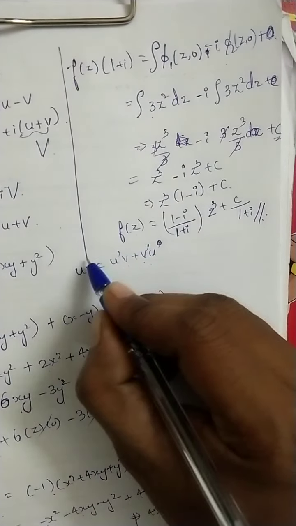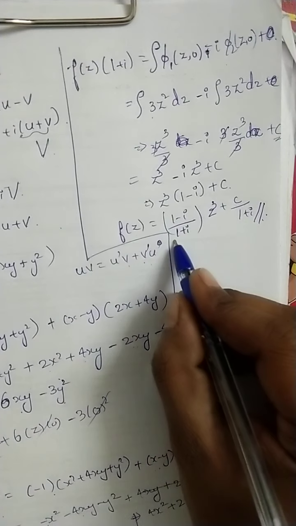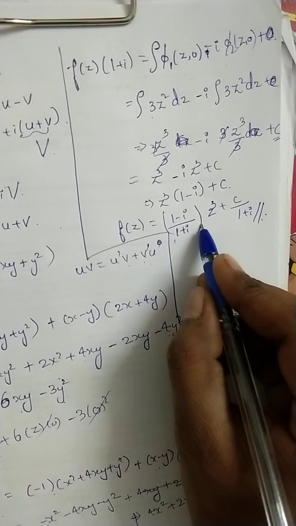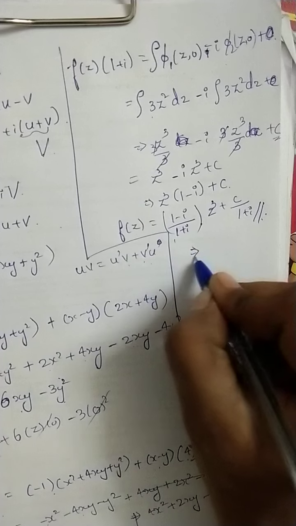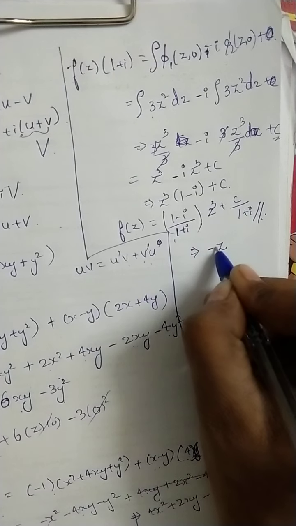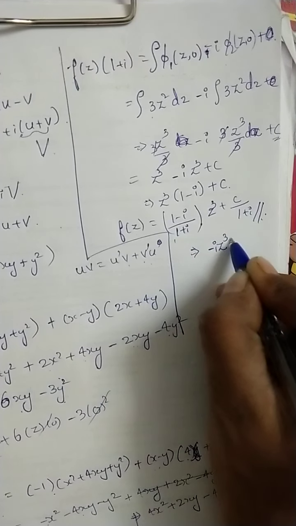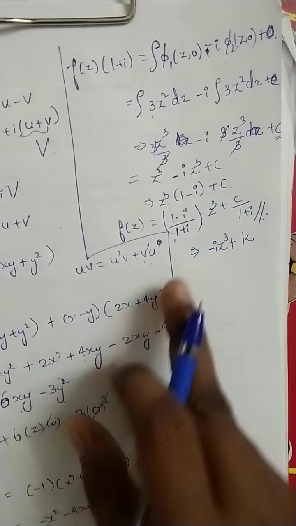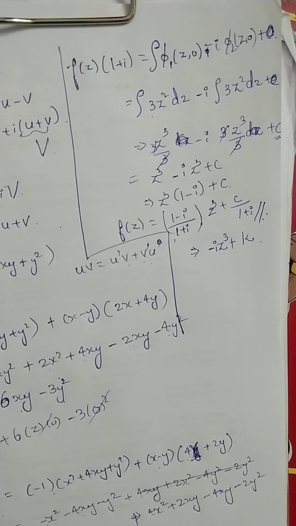Now if you want, you can simplify it here. So 1 minus i over 1 plus i, you can write it as minus i. So you get minus i z cube plus some constant value. So f of z is equals to minus i z cube plus k.